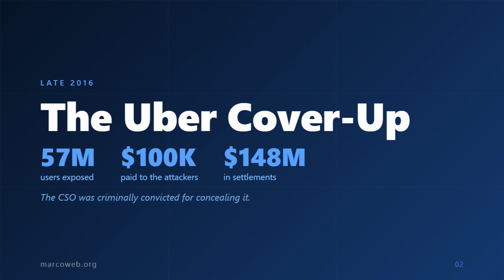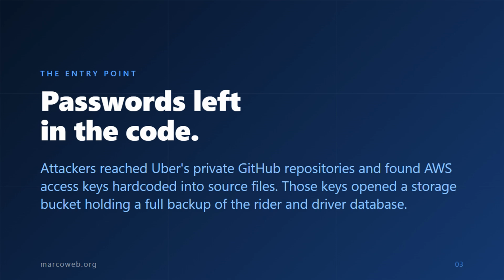And then Uber's chief security officer paid them $100,000, dressed it up as a bug bounty, and hid the breach for over a year. That concealment ended in $148 million of settlements and a criminal conviction. The way in was depressingly ordinary.